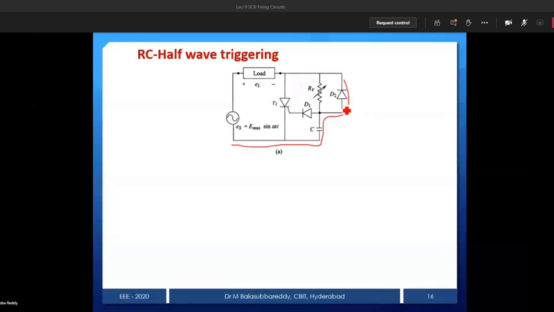So it is allowing current to pass through the diode rather than the RV. RV is shorted now. So that is the reason it is passing through the diode only. Diode is already in conducting state. So that is the reason current is passing through the diode.